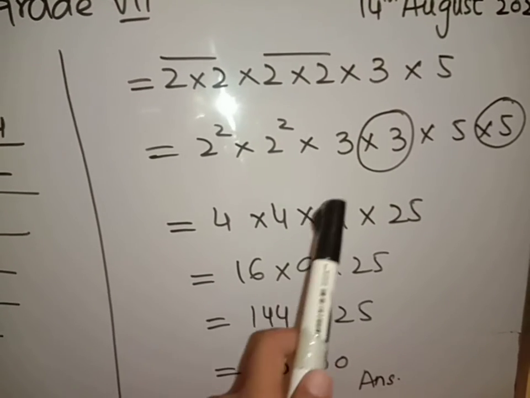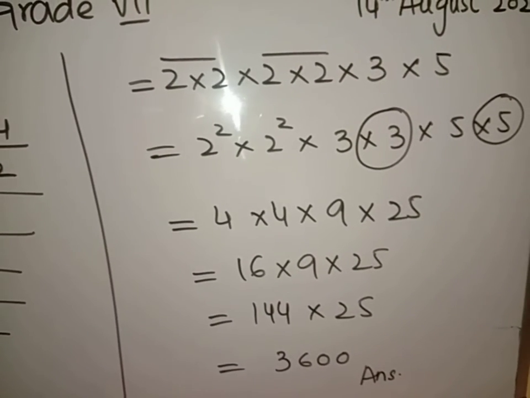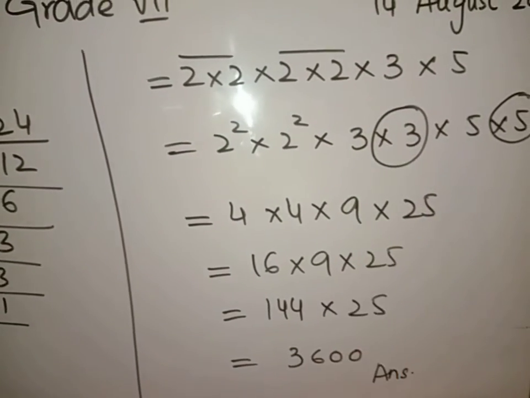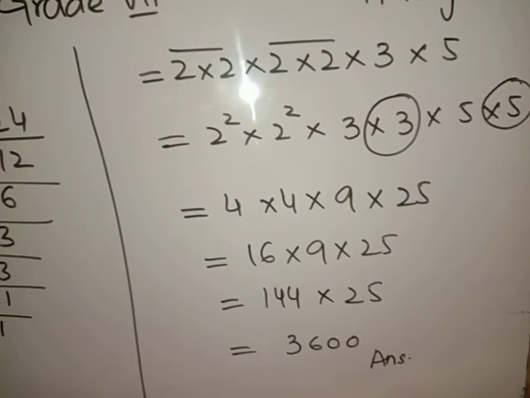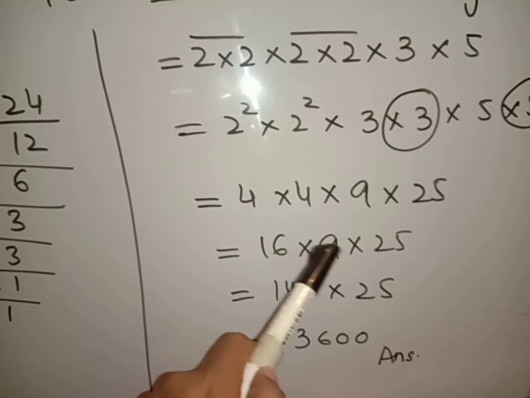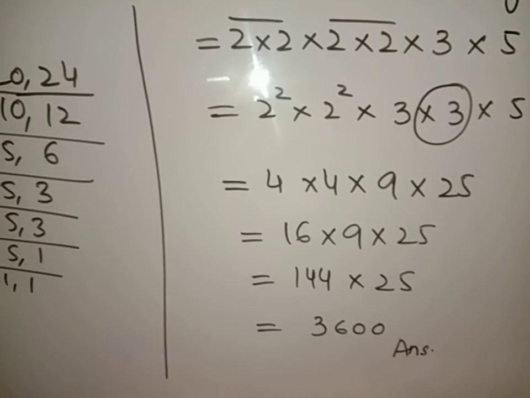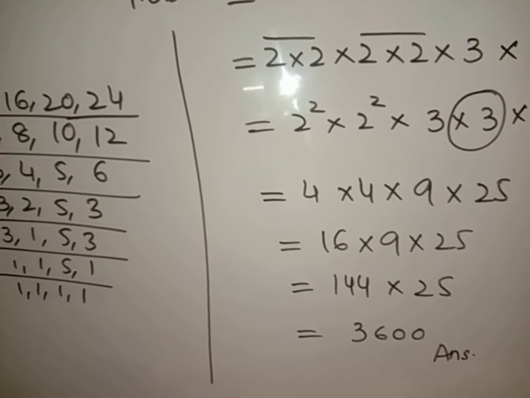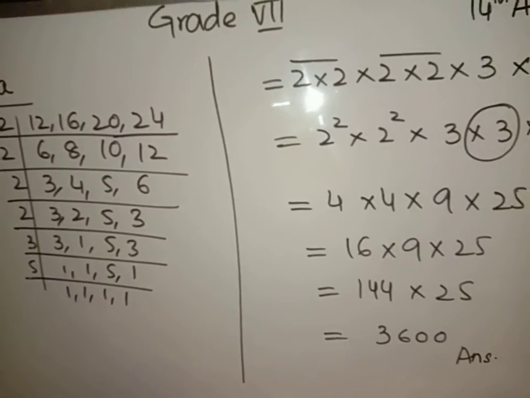So we multiply by another 3 and another 5 to make it a perfect square. So we got 2 squared is 4, 2 squared is 4, 3 3s are 9 and 5 5s are 25. So 4 4s are 16, multiplied by 9, multiplied by 25: 144 multiplied by 25, which is 3600. So you can say that 3600 is a perfect square number which is exactly divisible by 12, 16, 20 and 24. Understand?